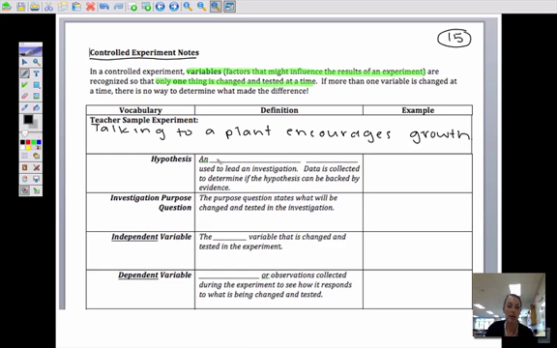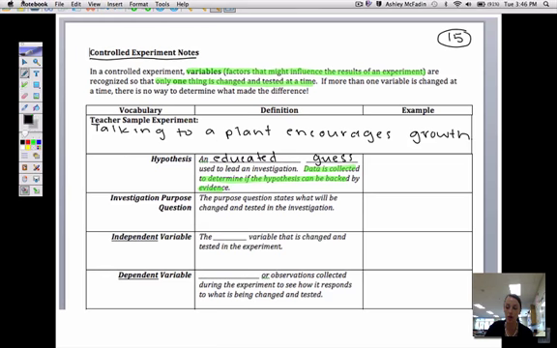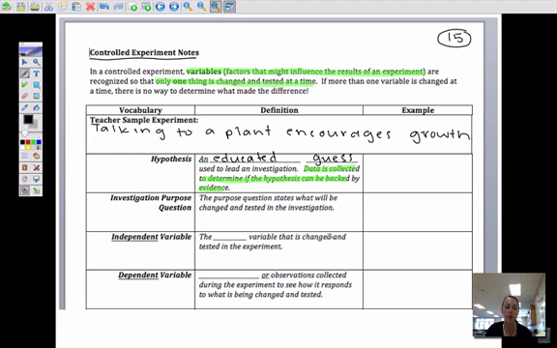So a hypothesis is an educated guess used to lead an investigation. So data is collected to determine if the hypothesis can be backed by evidence. So we're going to see if it's true or not. So when I'm thinking about my experiment, about talking to a plant to see if it grows faster, I need to link it to something scientific. Now I know plants need carbon dioxide to grow, and I know that I breathe in oxygen and let out carbon dioxide. So if I talk to my plant, I'm putting more CO2 into it, so hopefully it'll grow better.